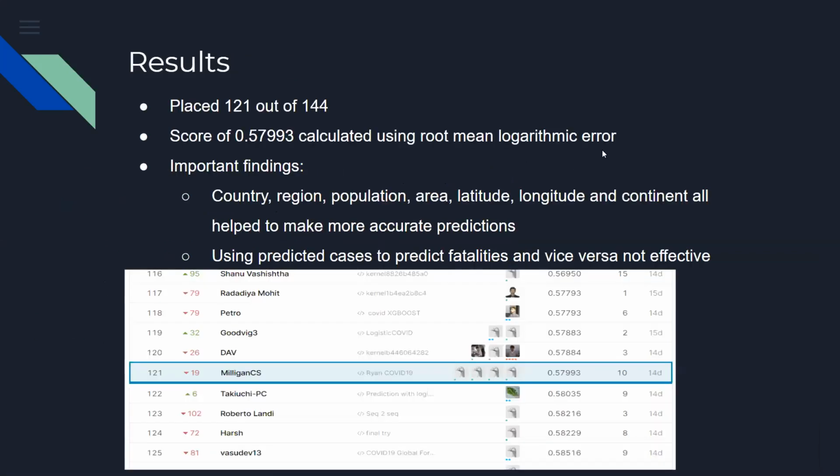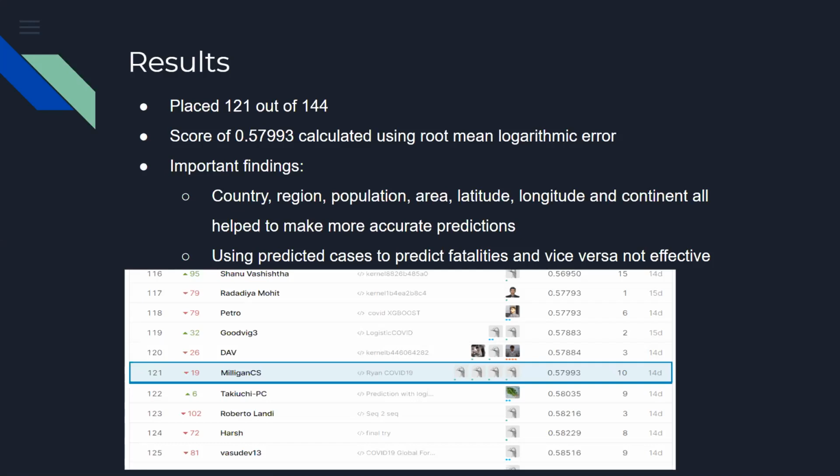Yeah, so we ended up actually placing 121st out of 144. Now there's constant updates to that competition, and just before presenting this, I found that we are now 124th out of 244. So our results are not bad at all.